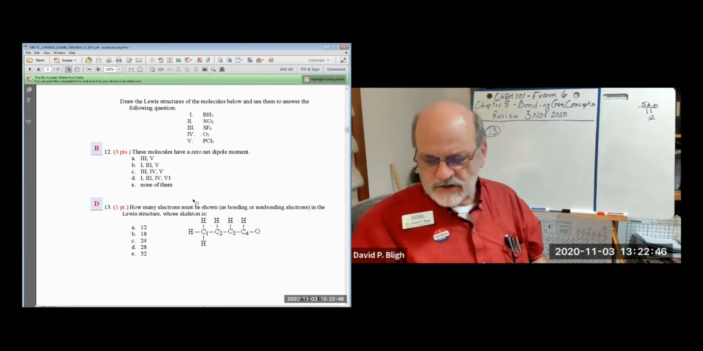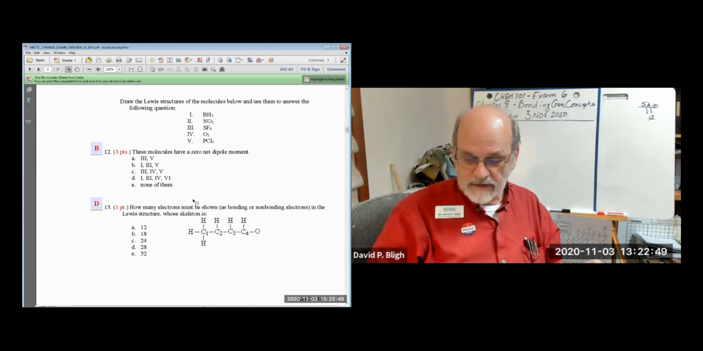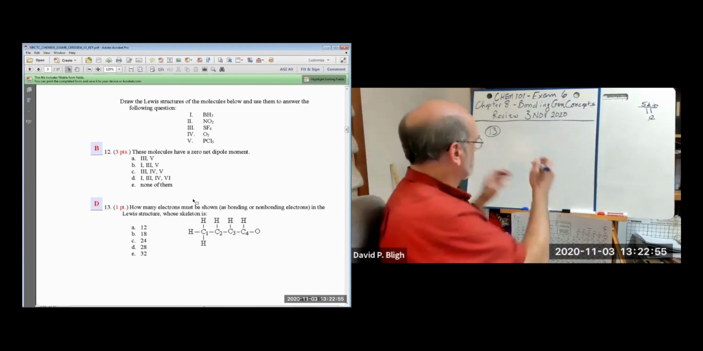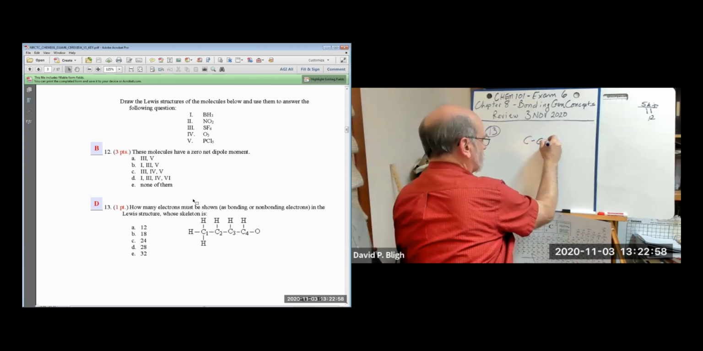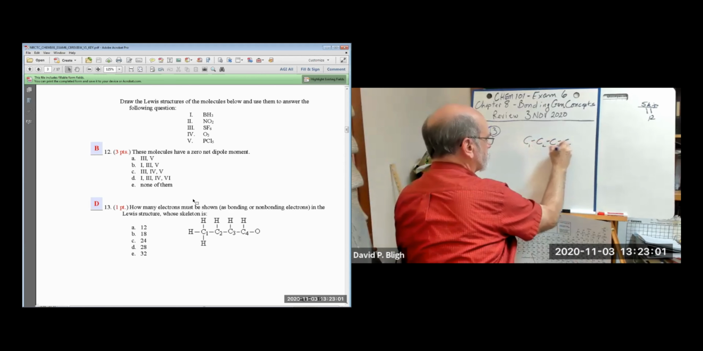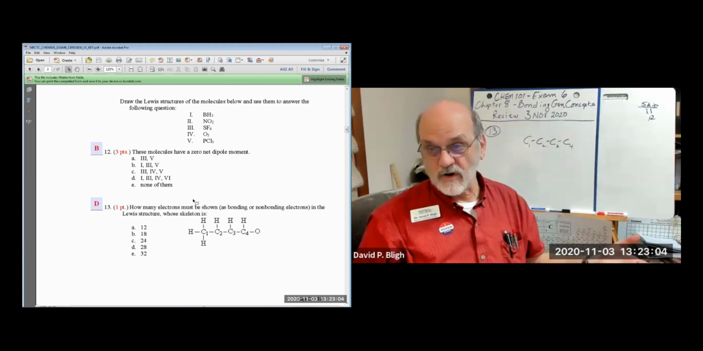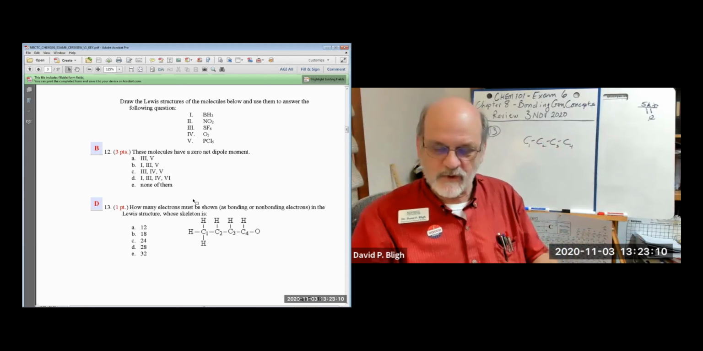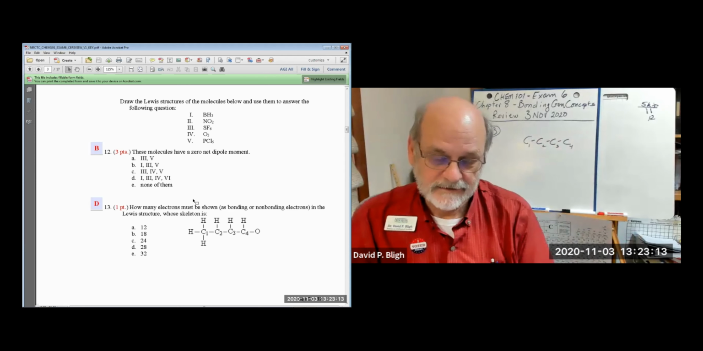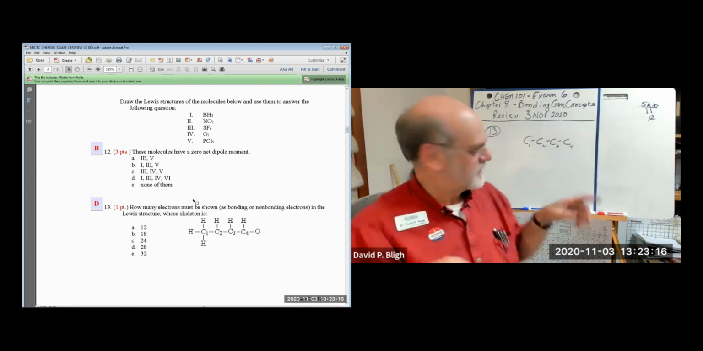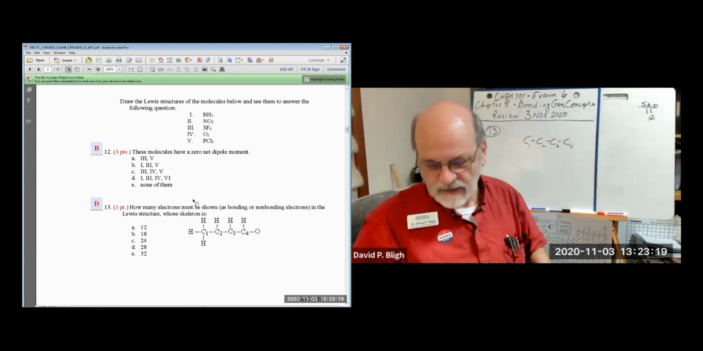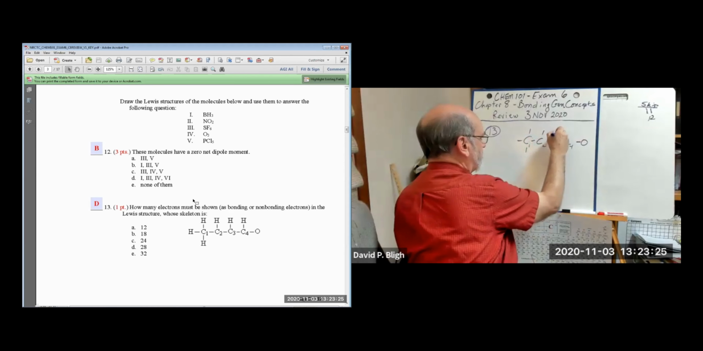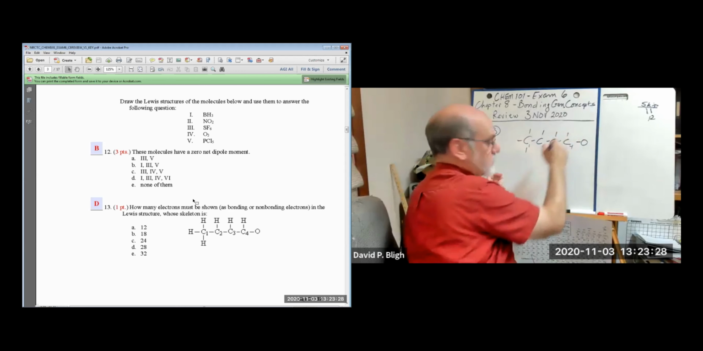How many electrons must be shown as bonding or non-bonding electrons in the Lewis structure with the skeleton listed below? So we've got carbon, carbon, carbon, carbon. 1, 2, 3, 4. We're just labeling which carbons there are because there may be questions saying, what about carbon 3? You know, and that's why that subscript is there. It doesn't mean that there are 3 carbons there. Then we have hydrogens and that oxygen.